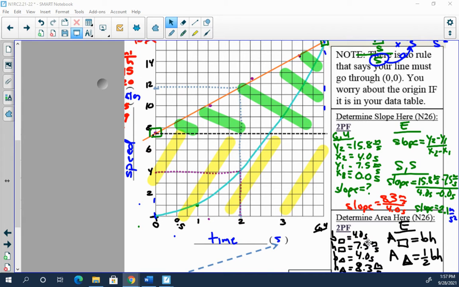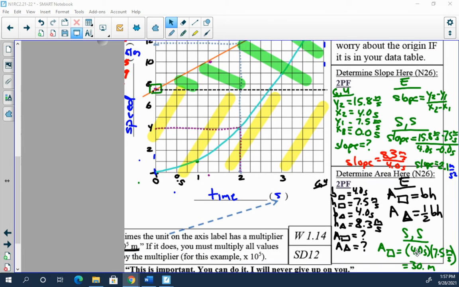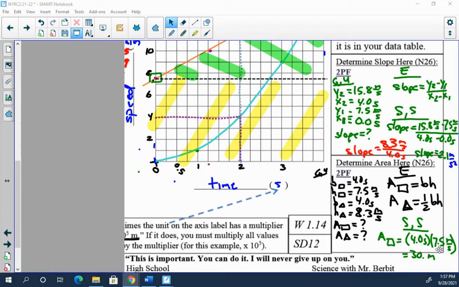Here it is. And then when it comes time to determine the area of the rectangle, base times height, I plug in the base of 4 seconds, the height of 7.5 meters per second, and multiplying those two, 4.0 times 7.5 is 30. And seconds times meter per second just results in meters.